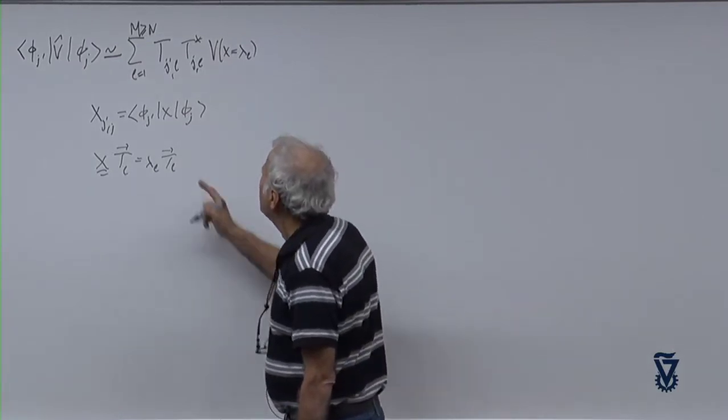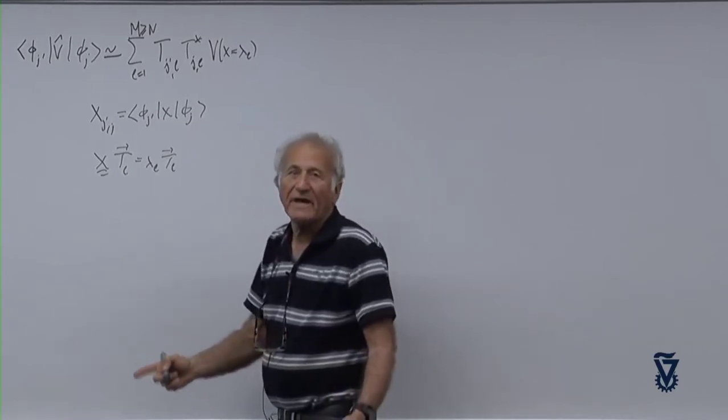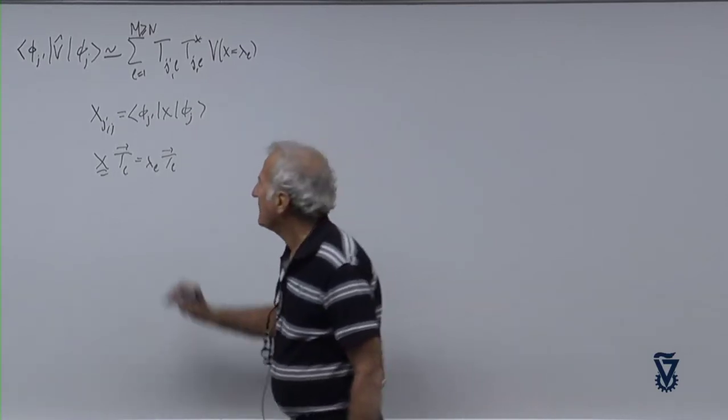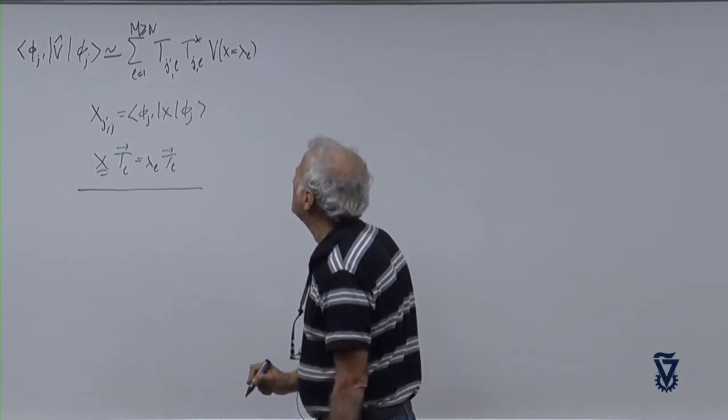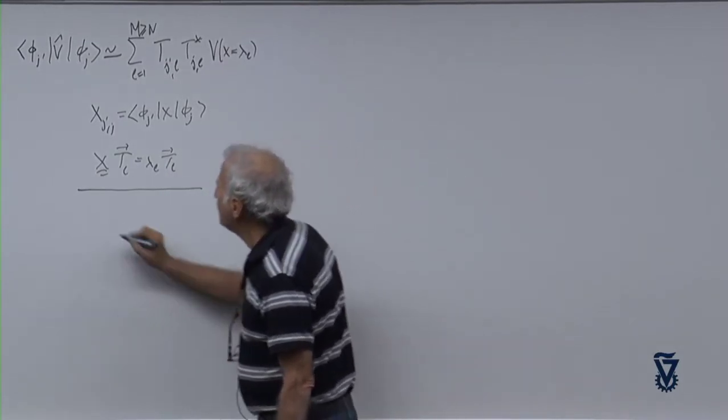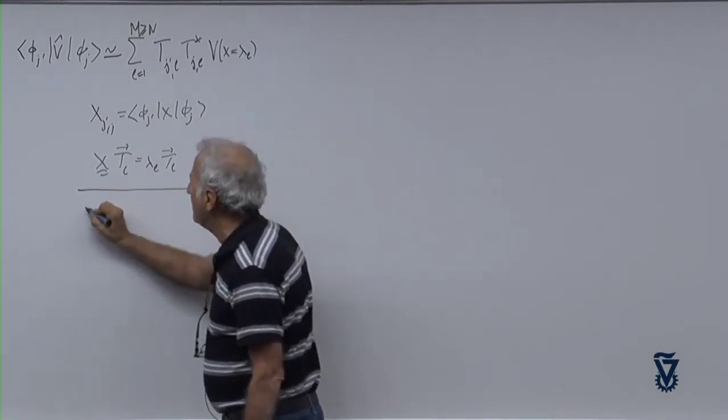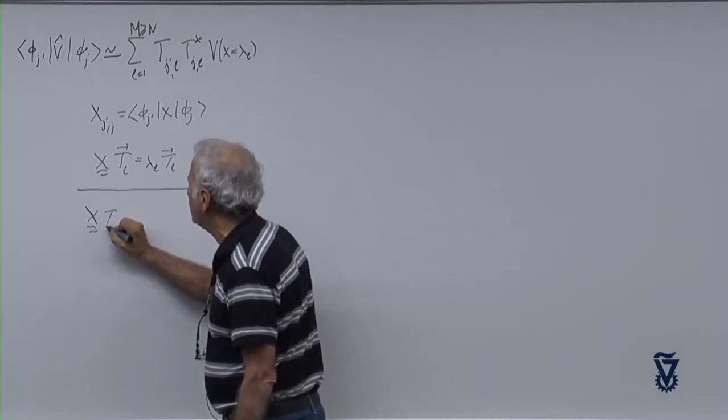So this is what we say. And the question is why? And this is what I want to prove now. So the proof is based on the following argument: first of all, we can see that this eigenvalue problem, we can write it like this.